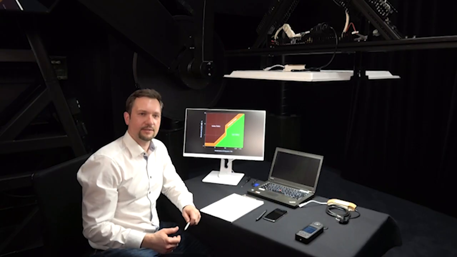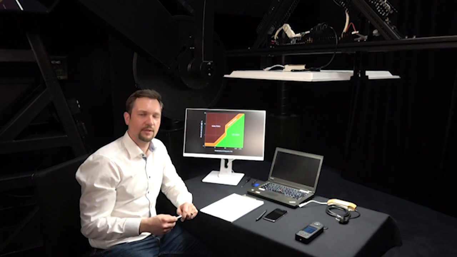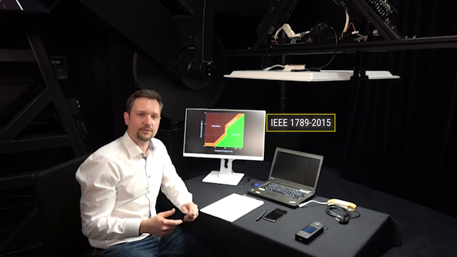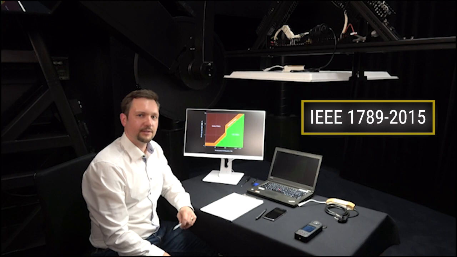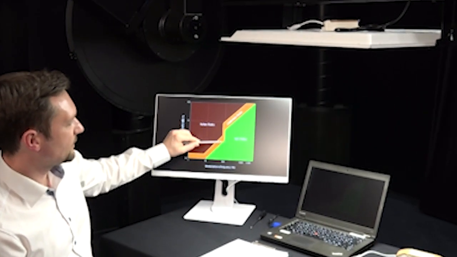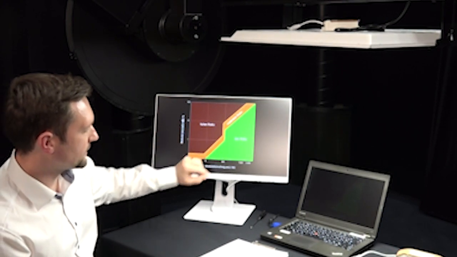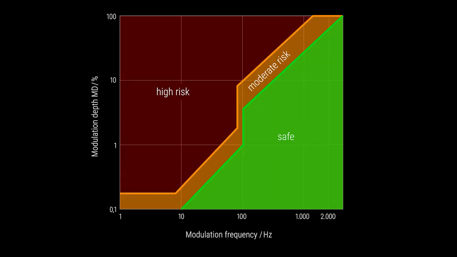What does all this mean for us humans, or for the technology? How can we further determine and apply it? For this, we need the international standard, IEEE 1789-2015. This standard includes the following graph. As you can see, the x-axis represents the modulation frequency, and the y-axis the modulation depth. The chart is divided into three sections: 1. Safe. 2. Moderate risk. 3. High risk. So how does this affect humans? Could it be harmful to our health?